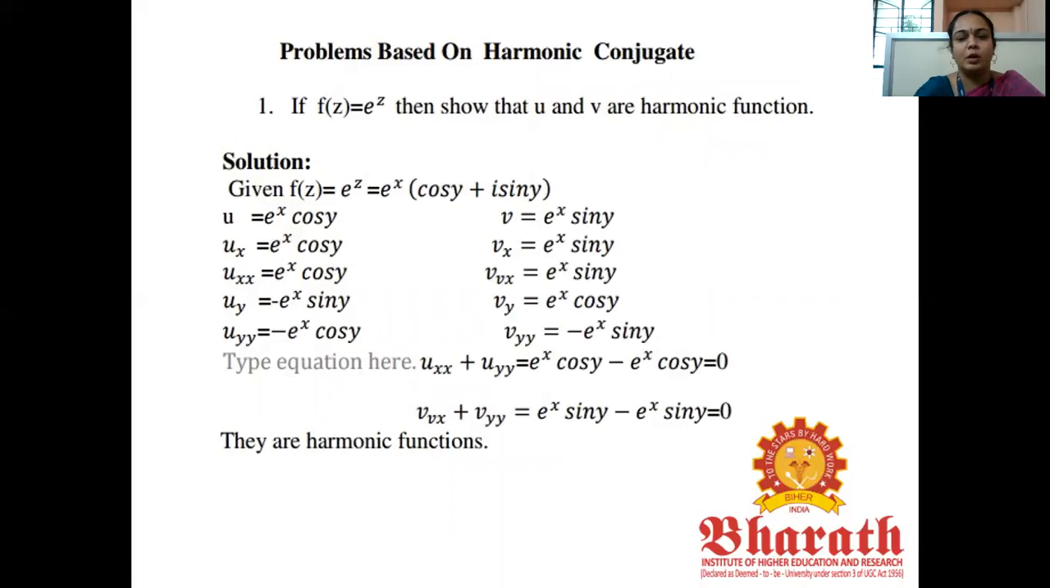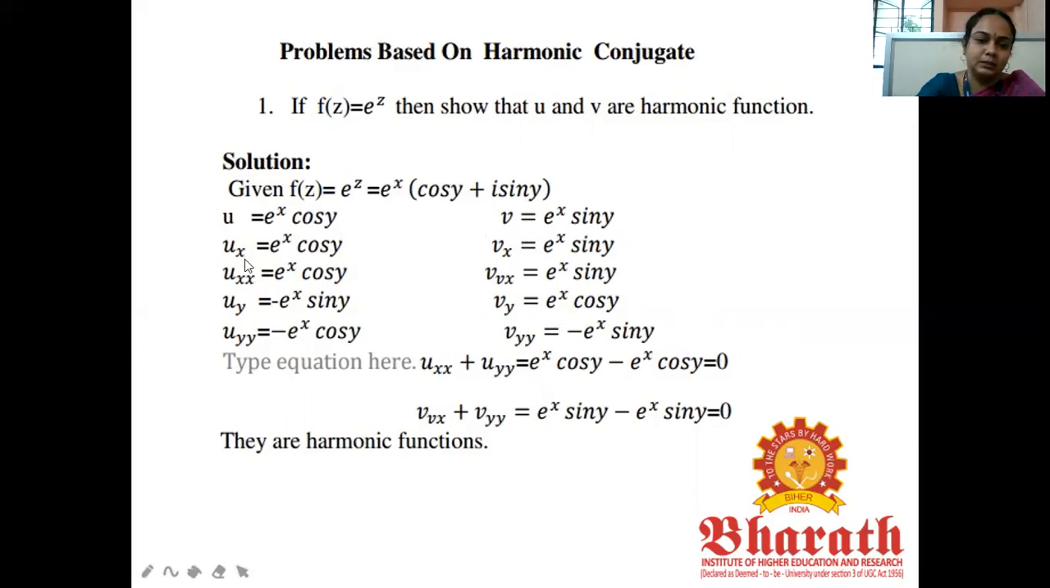Some problems based on the harmonic conjugate. Here f of z equal to e power z. We have to show u and v are harmonic. So f of z equal to e power z. This e power z can be written as e power x plus iy, that is e power x into e power iy, that can be written as cos y plus i sin y. Now separate the real part and imaginary part. u equal to e power x cos y, v equal to e power x sin y.